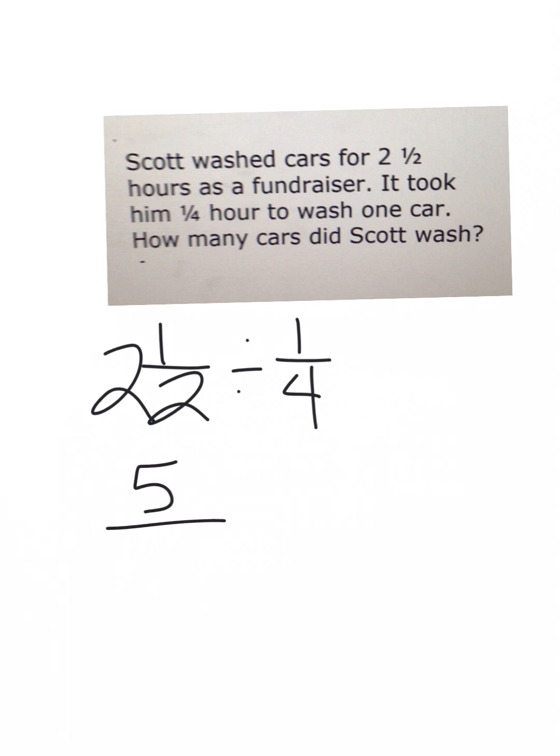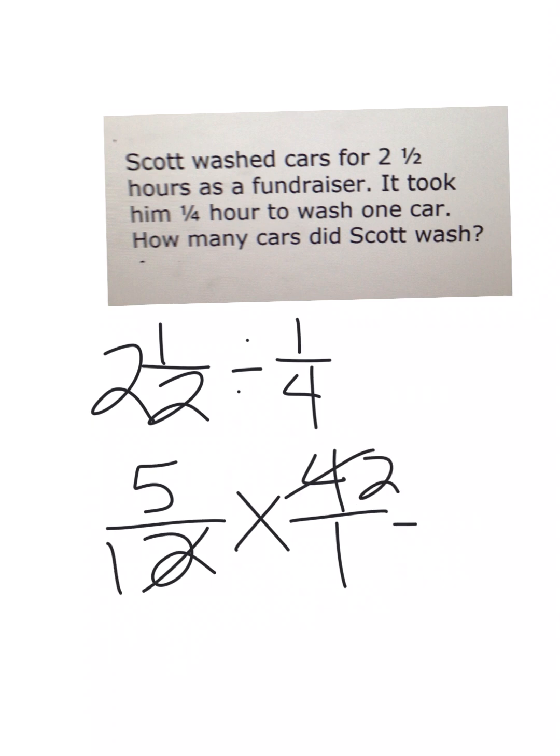So that would be 5/2. 2 times 2 plus 1 is 5/2. Keep, change, and then all I have to do is flip that regular proper fraction. Cross cancel. 2 and 4 is 1/2. And then that's going to give me 5 times 2 is 10 over 1. How many cars did Scott wash? 10 cars would be your answer. So this is an example of one where it came out as a perfect whole number. That happens sometimes.